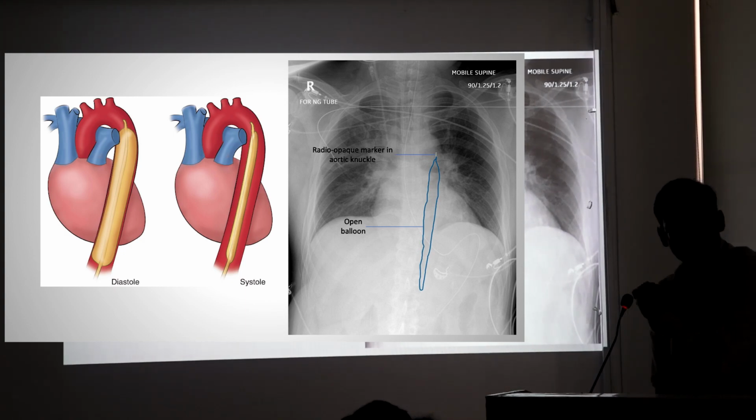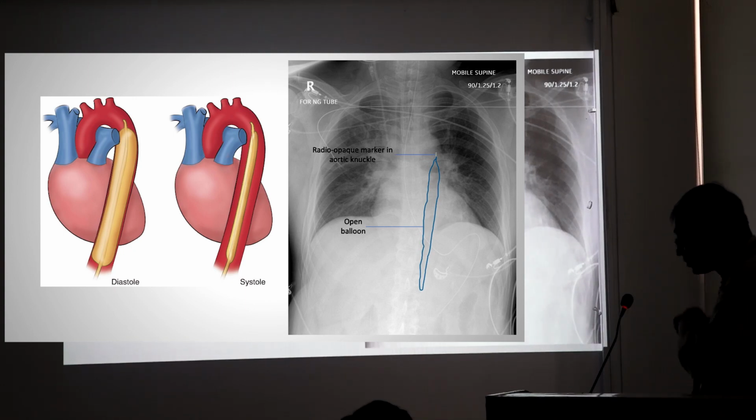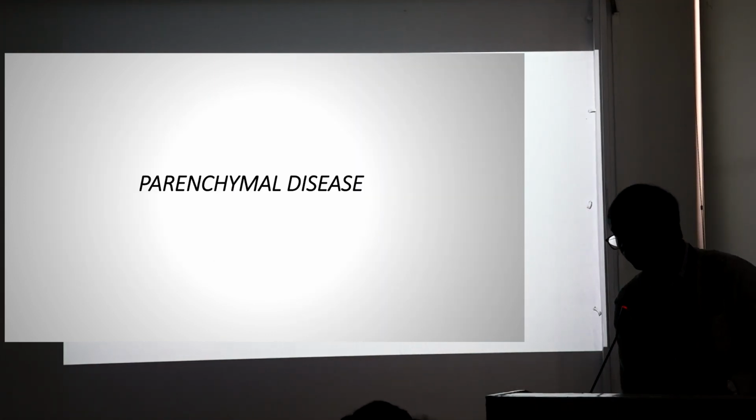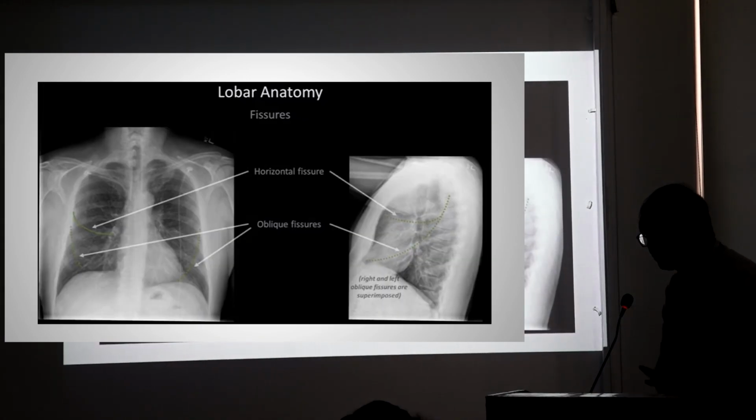So if you see something like that in the descending aorta, so that's intra-aortic balloon pump. So I'll go a bit fast now, because we don't have much time. Parenchymal disease. So this is how lobar anatomy looks. On the right side there's a horizontal fissure and oblique fissure, and there's only an oblique fissure on the left side.